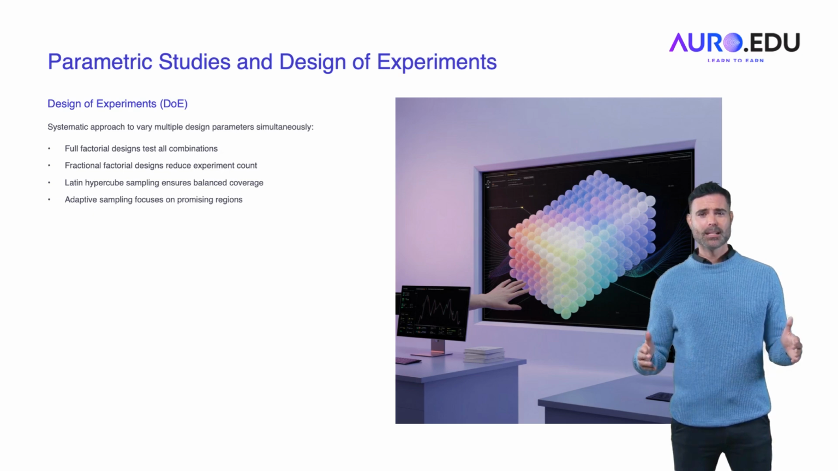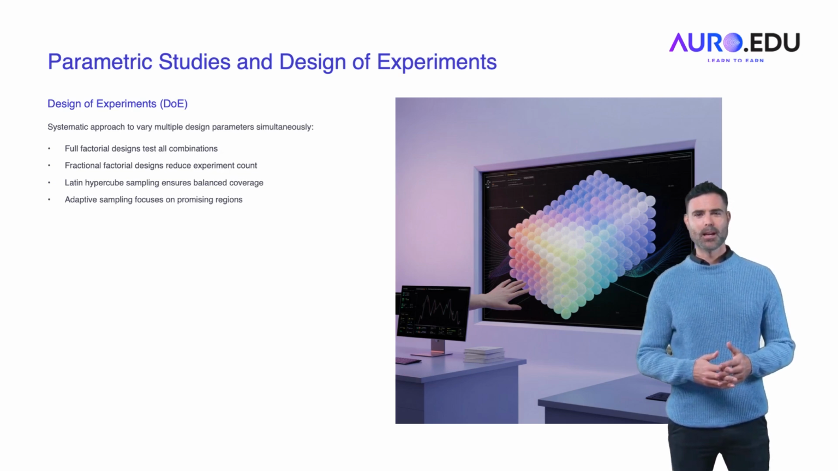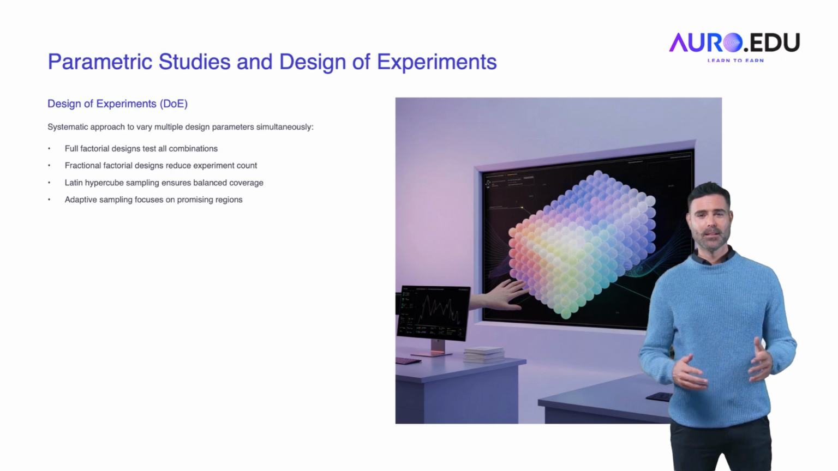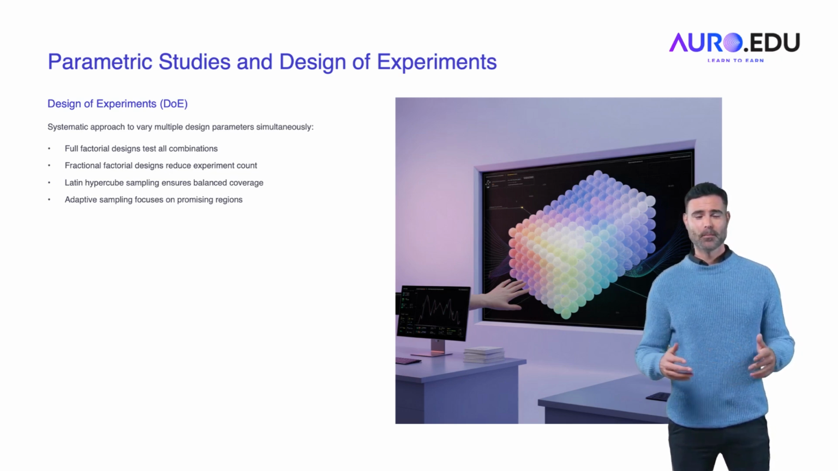Parametric studies and design of experiments. Parametric studies and design of experiments, DOE, are essential for exploring multiple design variations efficiently. Design of experiments is a structured approach to vary multiple parameters simultaneously and systematically, ensuring comprehensive coverage of the design space. Full factorial designs test all combinations of parameters, while fractional factorial designs reduce the number of experiments, saving computational resources.